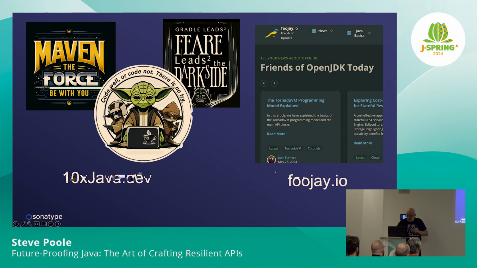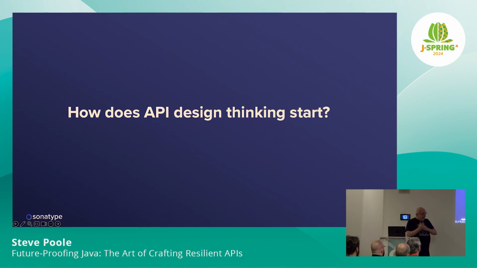Right. So let's get going. How do you start thinking about API design? When you're writing code, what's the first thing that you think about? Well, it comes down to how you're educated. And for most of us, we're probably not that well educated in this.